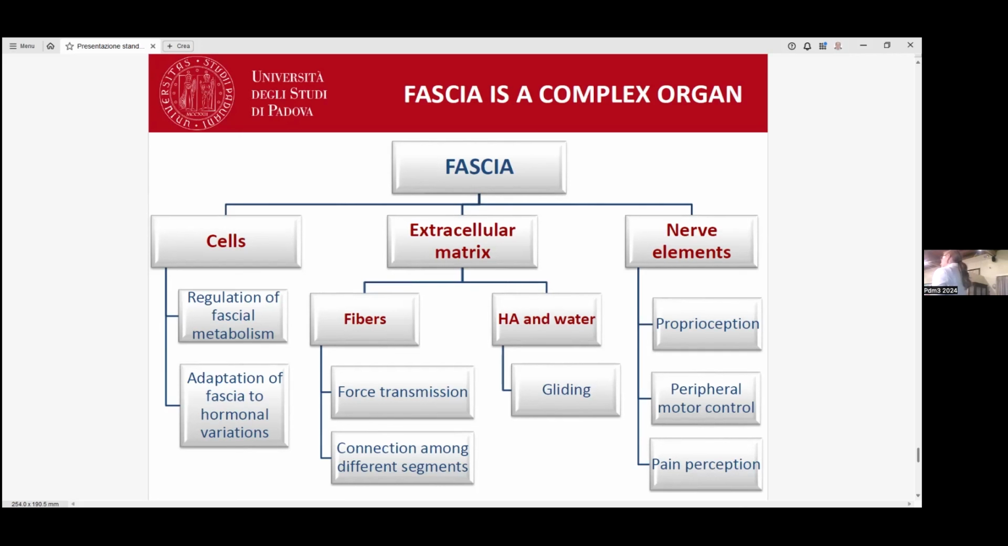We have tested only the endocannabinoid receptor, but we have in mind to test other types of hormones to understand really if the different elements can affect and can regulate up and down the production of hyaluronan.